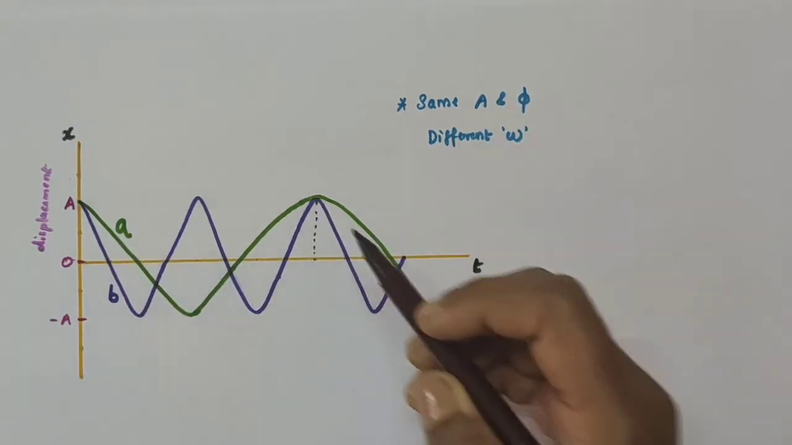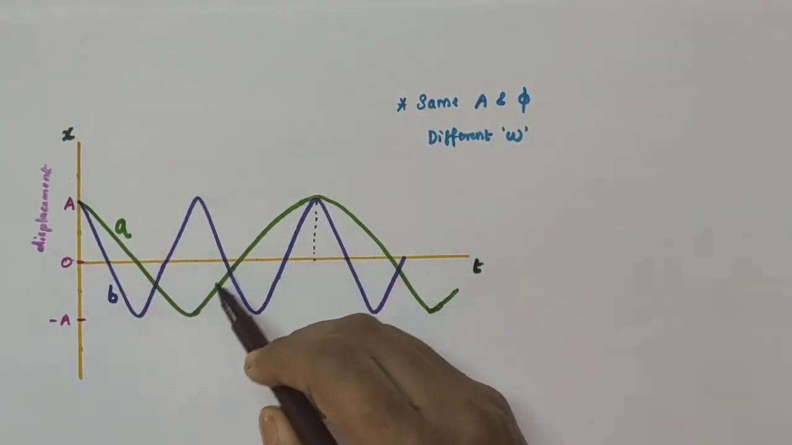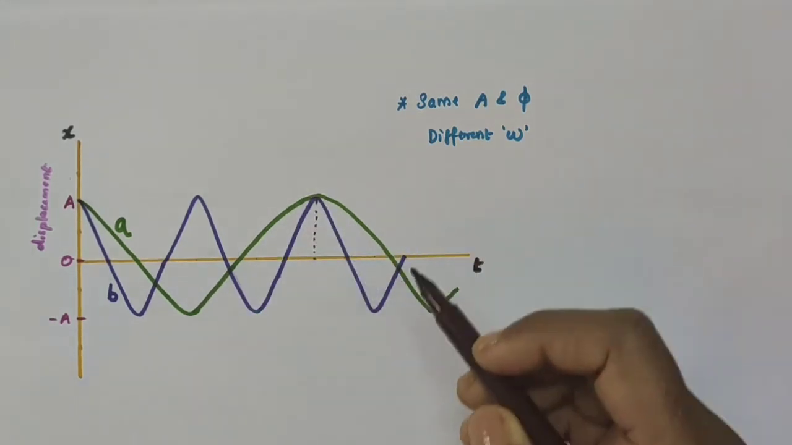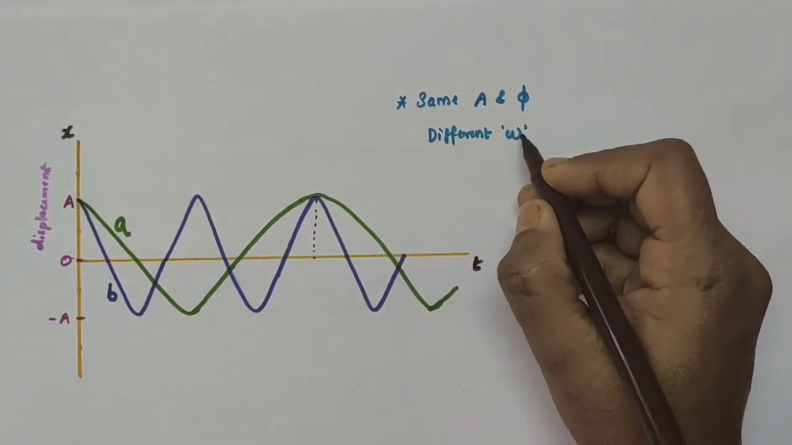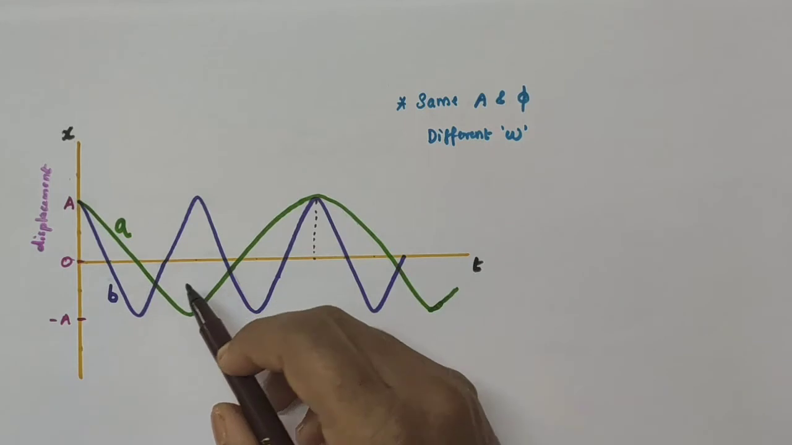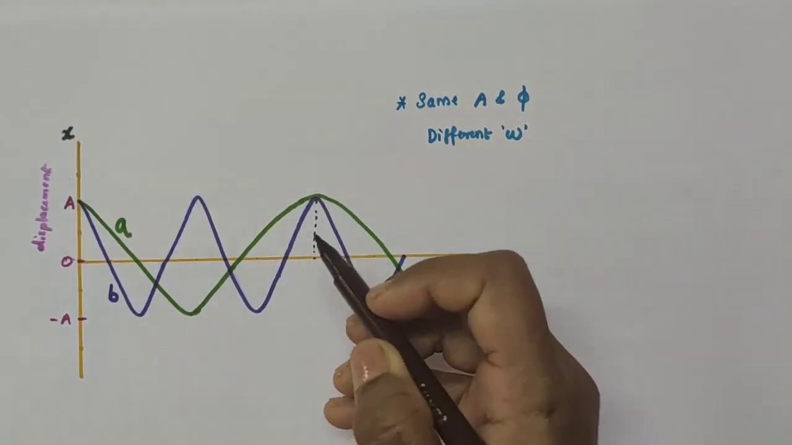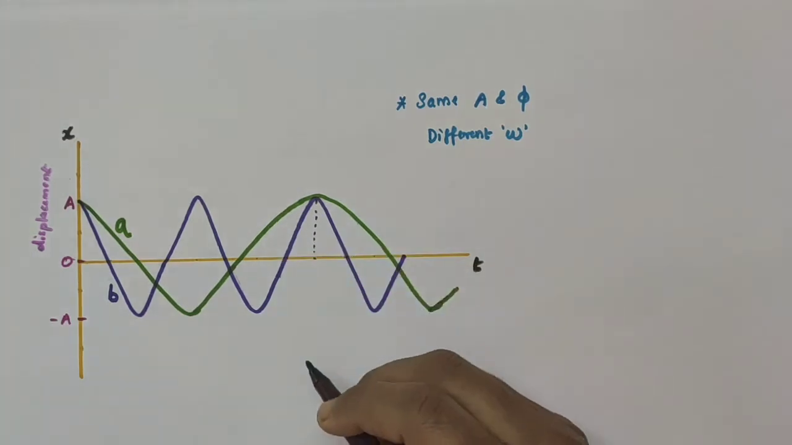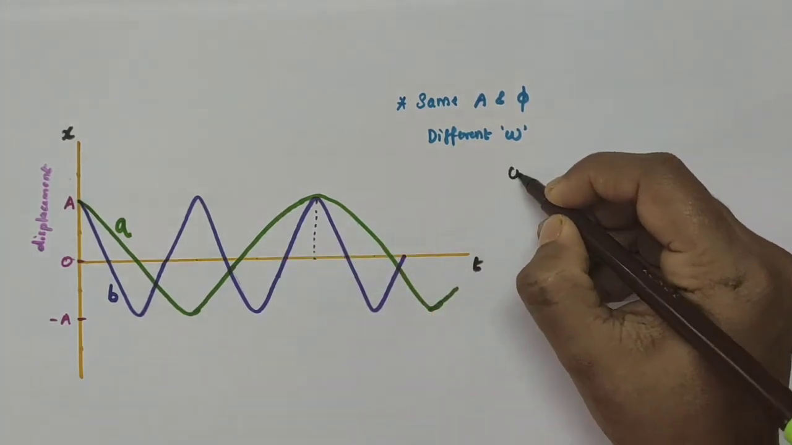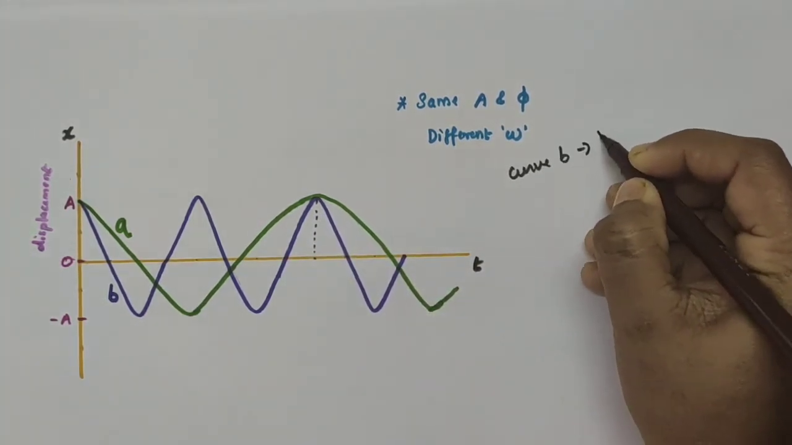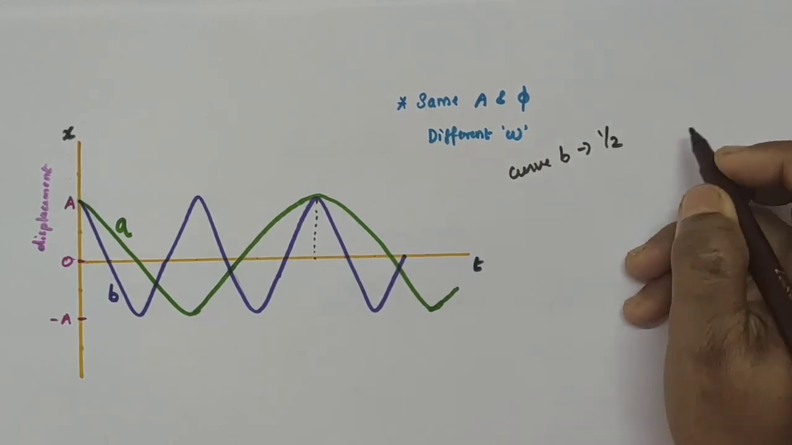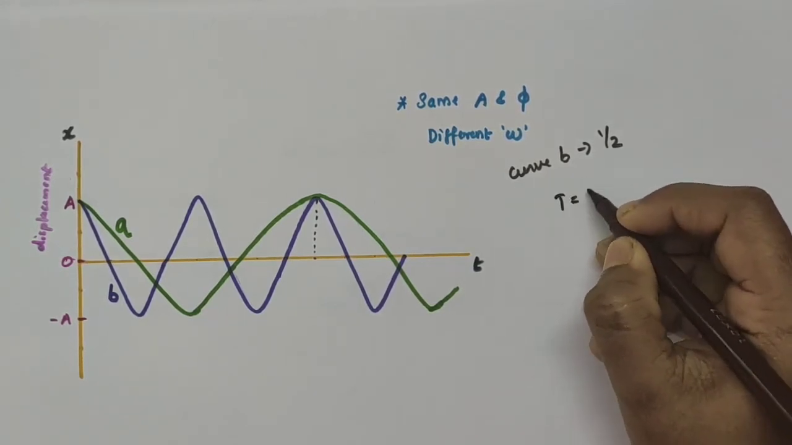But you see their omega is different now. You can see that their frequency is different, their wavelength is different. So obviously their omega is different. See, this curve B has only half the period of curve A. Period is half means T is equal to half.